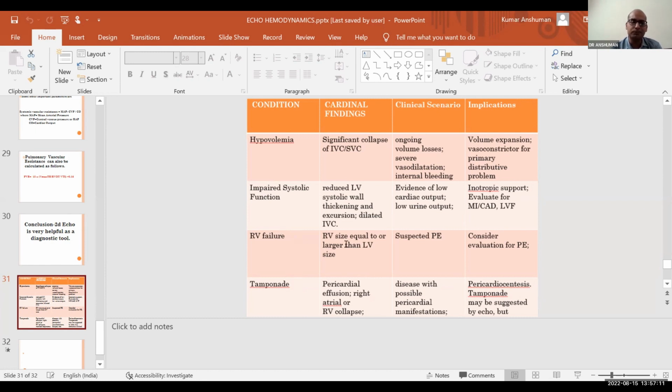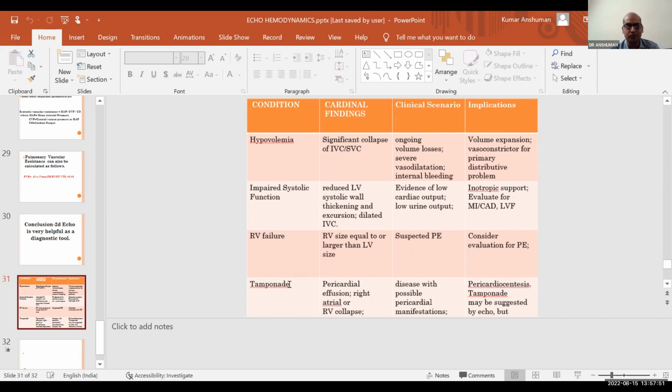Again, coming to the RV part, if there is RV failure, you see whether the RV size is equal to or larger than the LV size. If it is larger, you suspect pulmonary embolism or other causes, which is beyond the scope of this discussion. We'll discuss it in a later, different meeting. In the emergency room many a time, especially in COVID times, PE is very evident nowadays. So you evaluate for pulmonary embolism, go for CTPA and decide on thrombolysis.